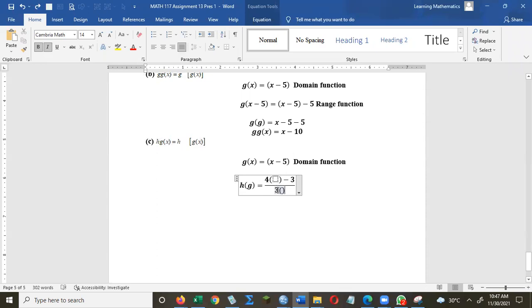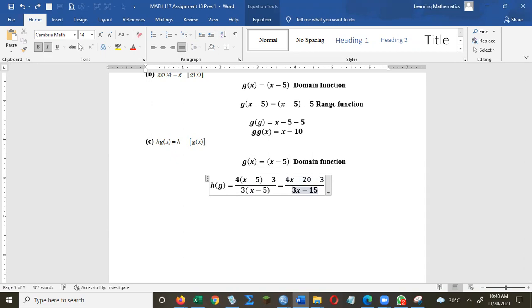However, in the second step, when we write the range function, which is h, we're not supposed to see any x's. We're supposed to create brackets so that we can substitute the domain function. In that case, it's x minus 5 into the range function, which is h. So x minus 5 is coming into those brackets in h, and then you clear the brackets by multiplying. 4 by x is 4x, and 4 by minus 5 is negative 20. Subtract 3. 3 times x is 3x, and 3 times minus 5 is minus 15.